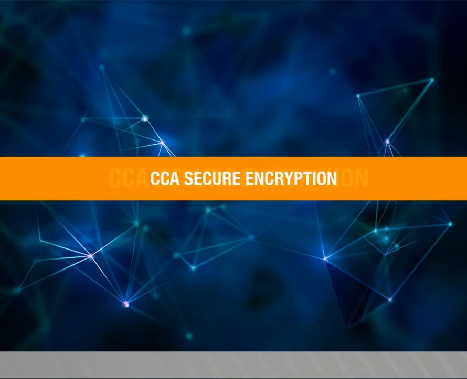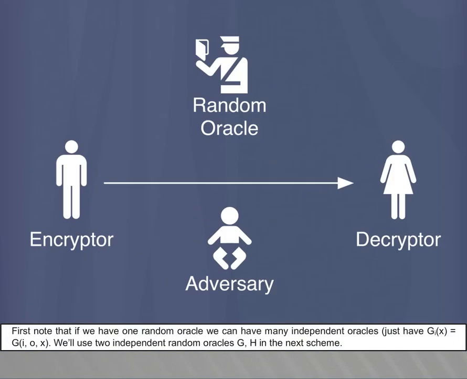CCA secure encryption. In this video, we are going to see about CCA secure encryption. First, note that if we have one random oracle, we can have many independent oracles. Just have g_i(x) equal to g(i, x). We will use two independent random oracles g, h in the next scheme.